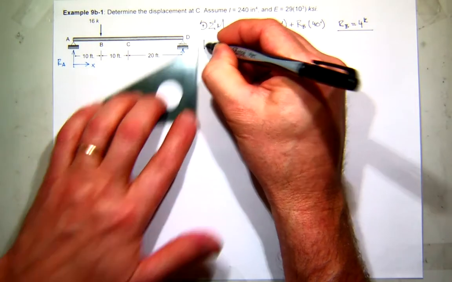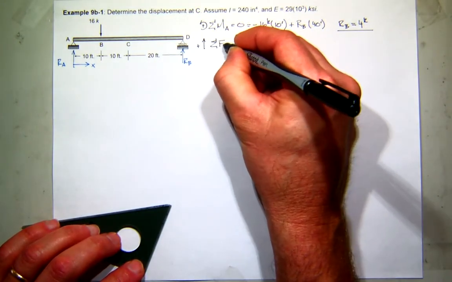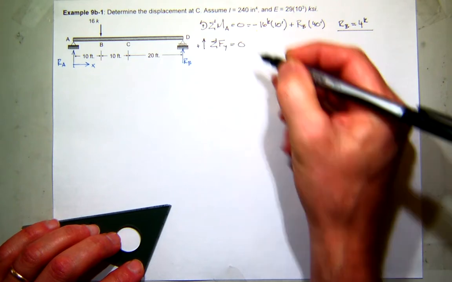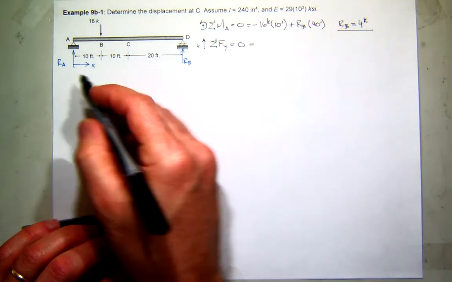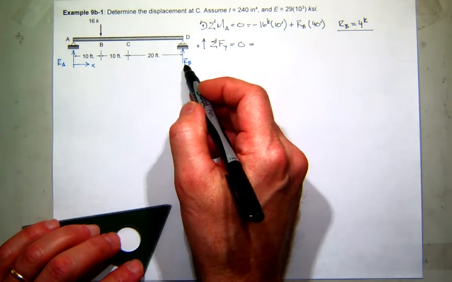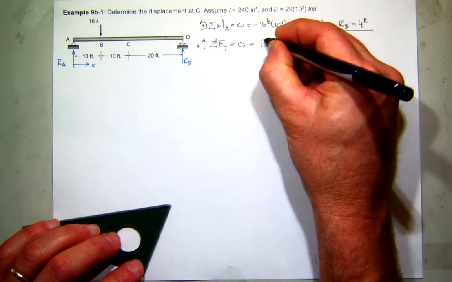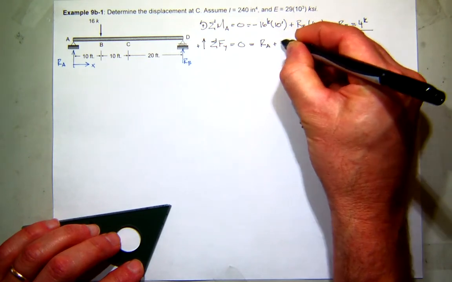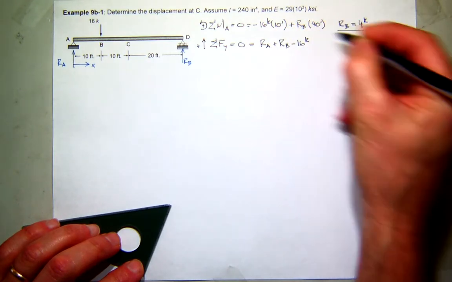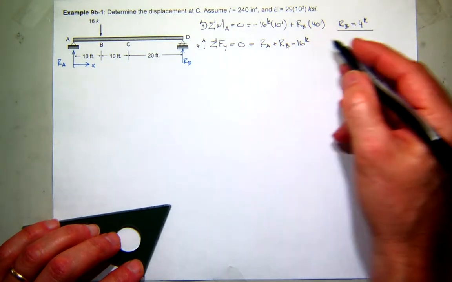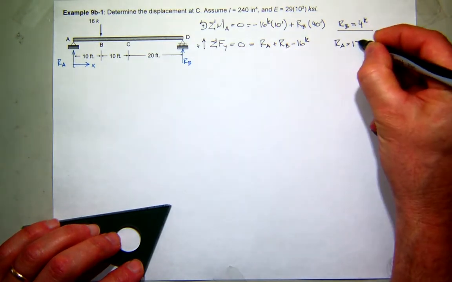And then if I sum forces in the vertical direction, in this case I'll call that Y, and make sure I'm in equilibrium, I'll assume up is positive. So my reaction A is up, my reaction B is up, my applied force 16 is down. So I have reaction at A plus the reaction at B minus 16 kips. Well, I know my reaction at B is 4, so my reaction at A would be 12 kips.